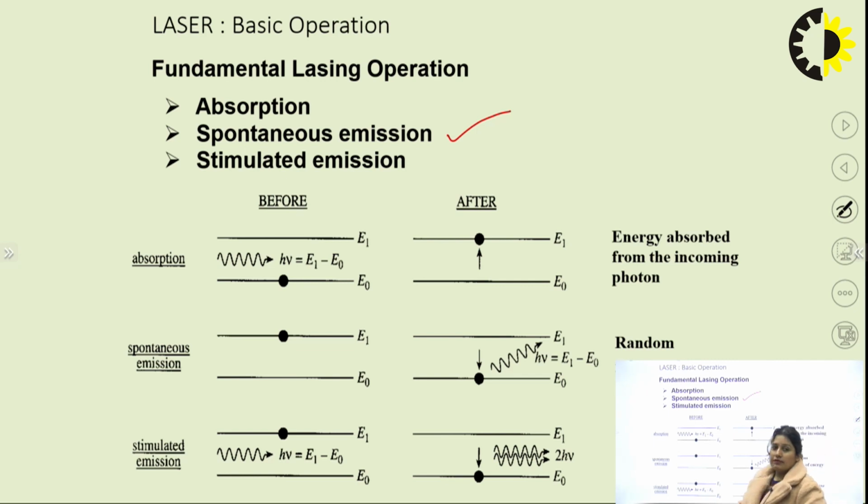External factor is not required for LED to work on. But in the case of the laser, we require a light to fall on the electrons in the valence band or in the lower energy level to make it jump to the higher energy level.